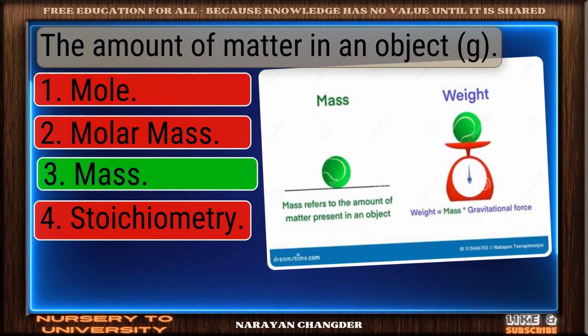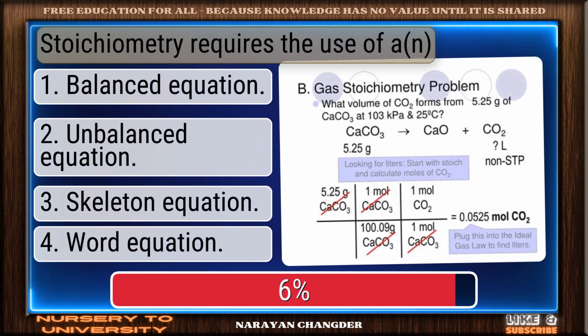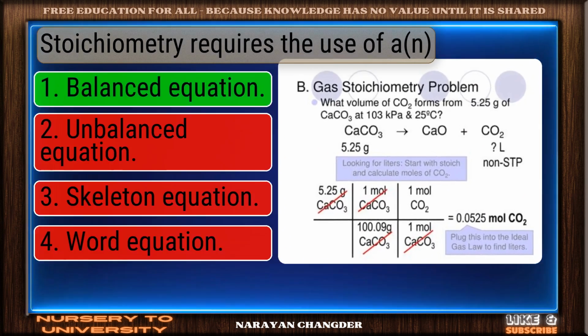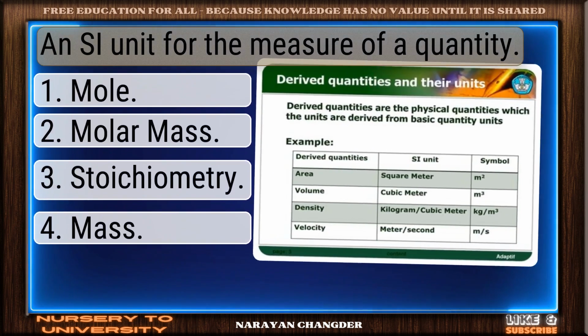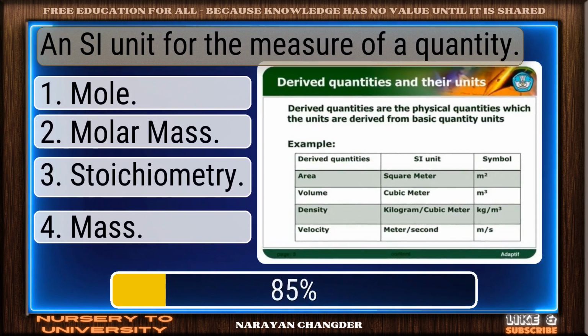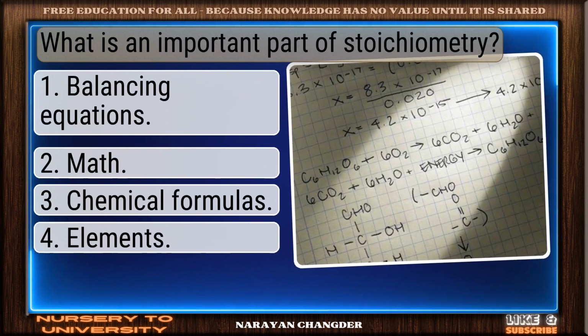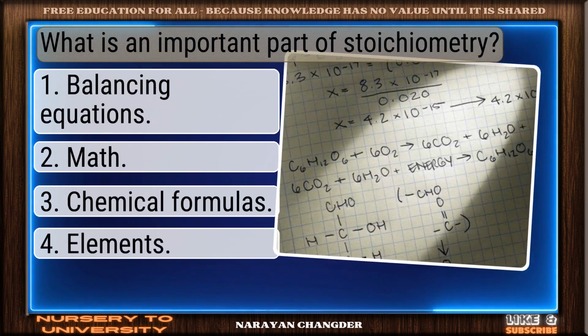Keep it up, mass. Stoichiometry requires the use of a... accurate answer, balanced equation. And SI unit for the measure of a quantity. Nice work, mole. What is an important part of stoichiometry?